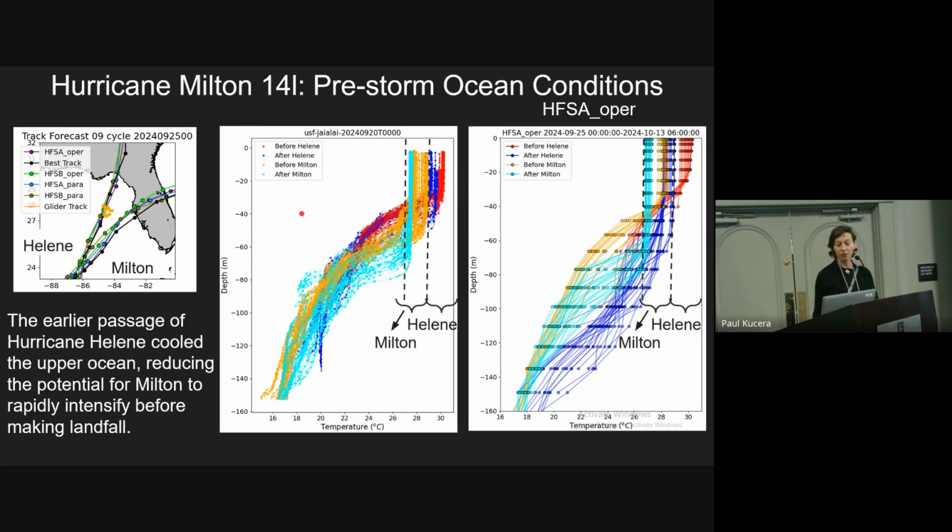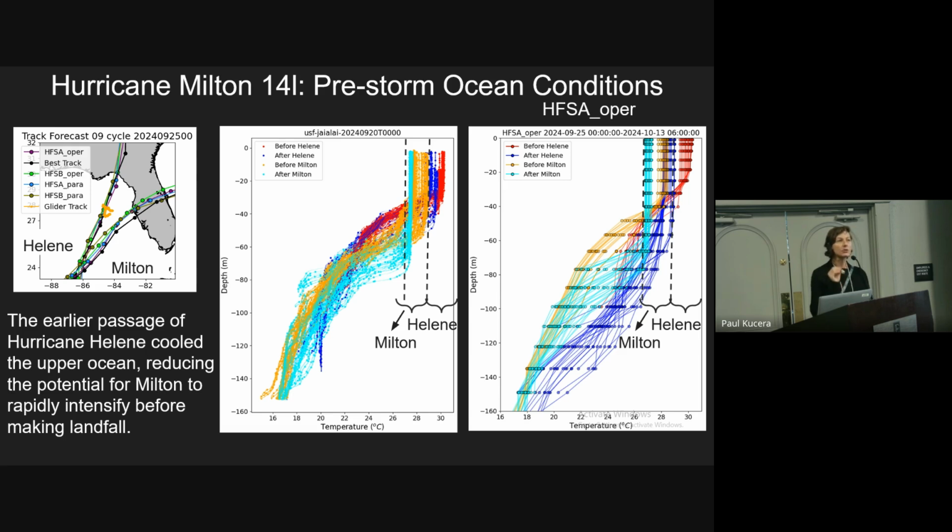First of all, before the passage of Helene, we see that the sea surface temperature in this area of the Gulf of Mexico was around 30 degrees Celsius, and this is shown as the red dots that show the temperature profiles. After the passage of Helene, there was a cooling in the sea surface temperature of about 1 degree.